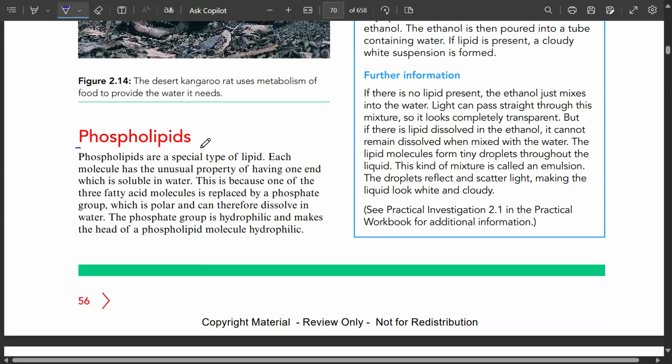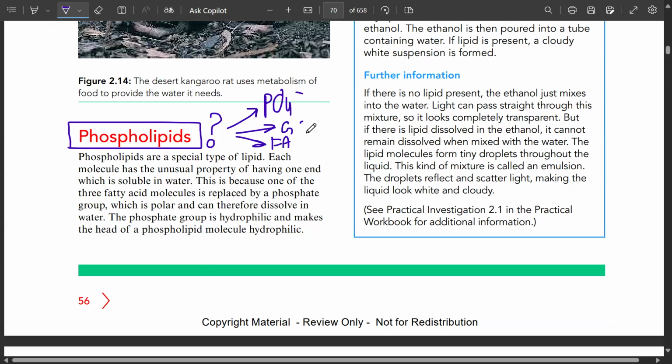Yes. Now let's talk about the phospholipid molecule. What are phospholipids? By the name, I can tell that it has a phosphate group, and lipid means that it also has a glycerol and fatty acid chains. Glycerol and fatty acid chains are lipids, but now they are combined with phosphate. They are a special type of lipid.